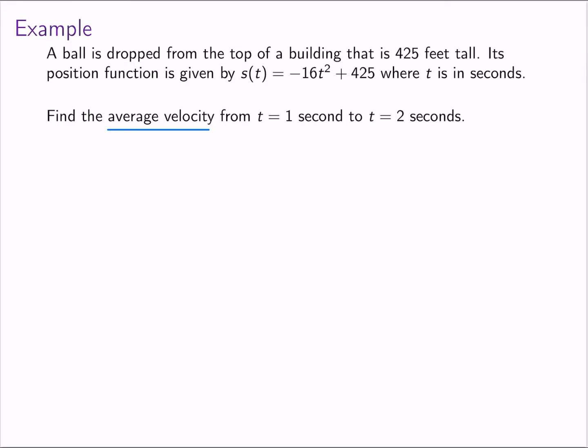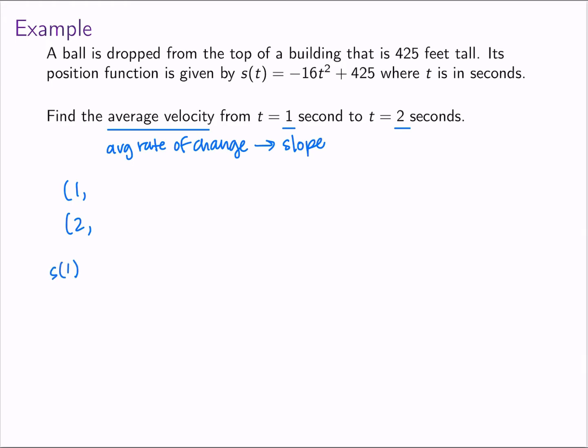Well, this is something we've done before. Average velocity, when we see that, we should think an average rate of change. And we've done average rate of change. The average rate of change idea was really just the slope between the 2 points. So I have 2 points, 1 comma something and 2 comma something, because I'm talking about t equals 1 second and t equals 2 seconds. So I'll plug both of those in to get their corresponding y values, or s values in this case, since it's called s of t.